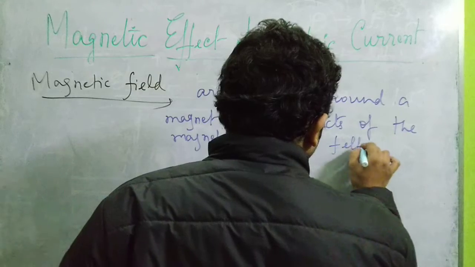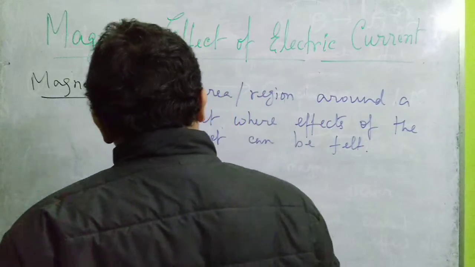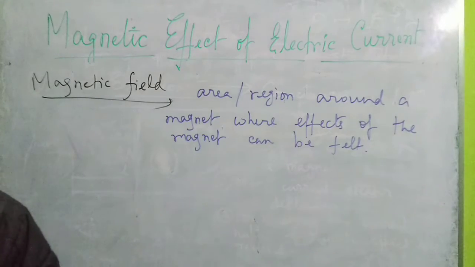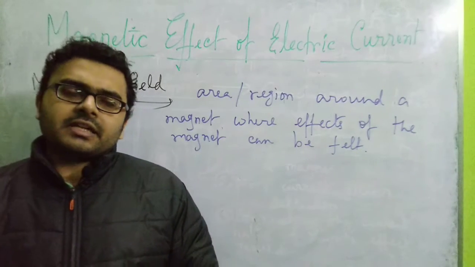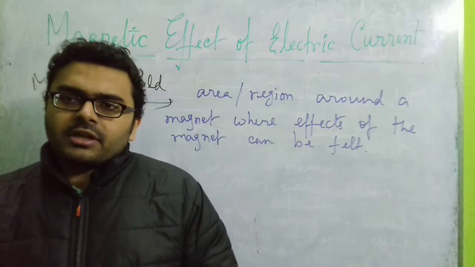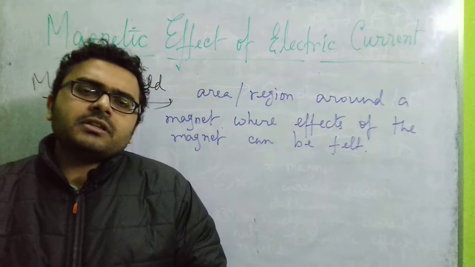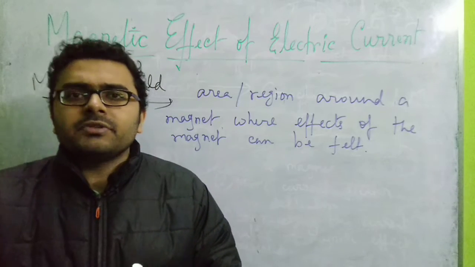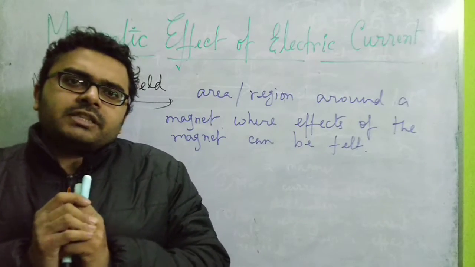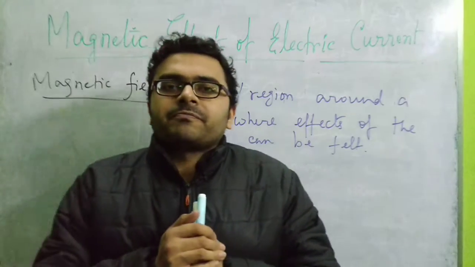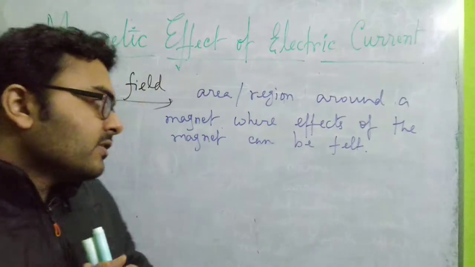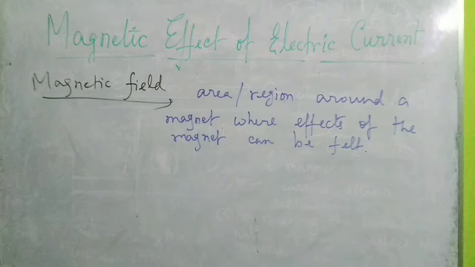If we keep any other magnet in the vicinity of this magnet, definitely the magnet is either attracted or repelled, so it is being deflected. Or if you keep any magnetic material in that region, in the vicinity of that magnet, you will see it gets attracted towards the magnet. So that region around the magnet where the magnetic effect can be actually felt is regarded as the magnetic field. Okay, fine. So I think you have understood what is magnetic field.